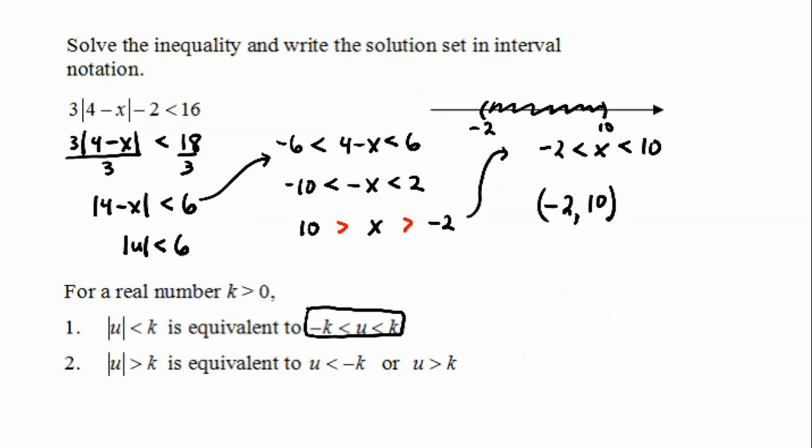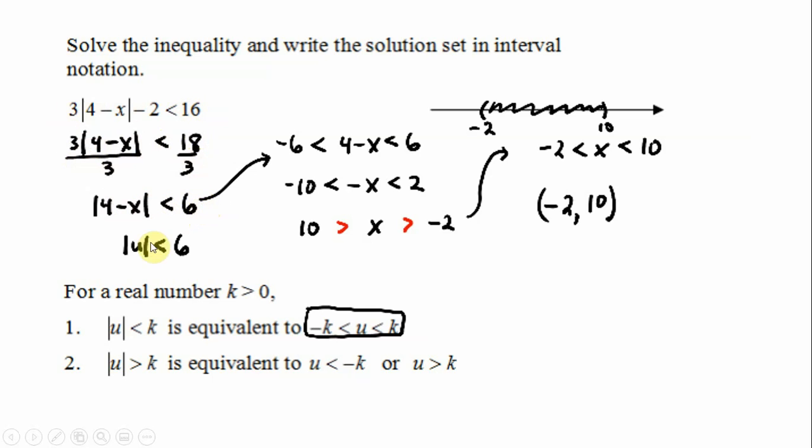So here's another one again. I've got 3 times the absolute value of 4 minus x, minus 2, is less than 16. Plus 2 to both sides gives me 3 times the absolute value of 4 minus x is less than 18. Divide by my 3. This is a positive number, so I still maintain that relationship order. It's less than 18 over 3. So I've got the absolute value of 4 minus x is less than 6.